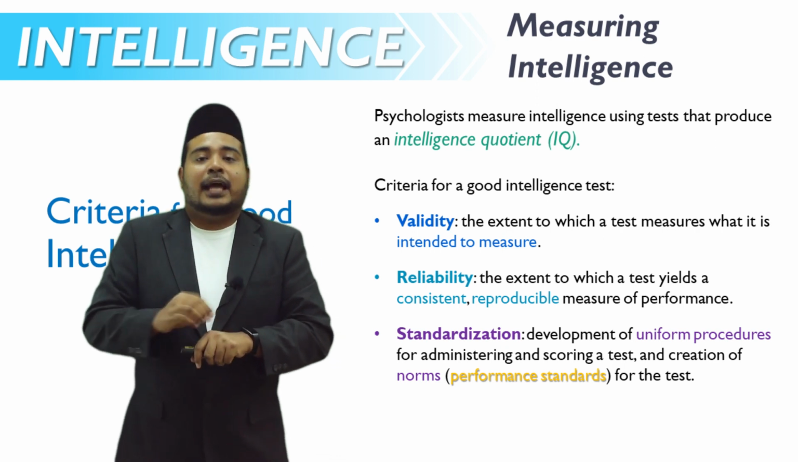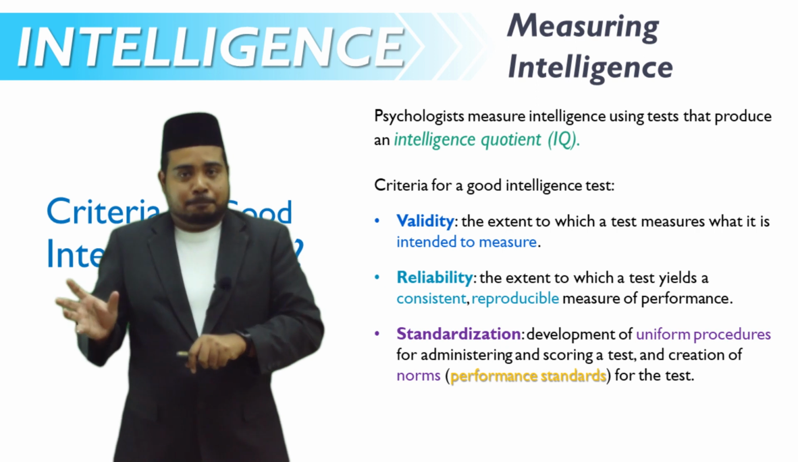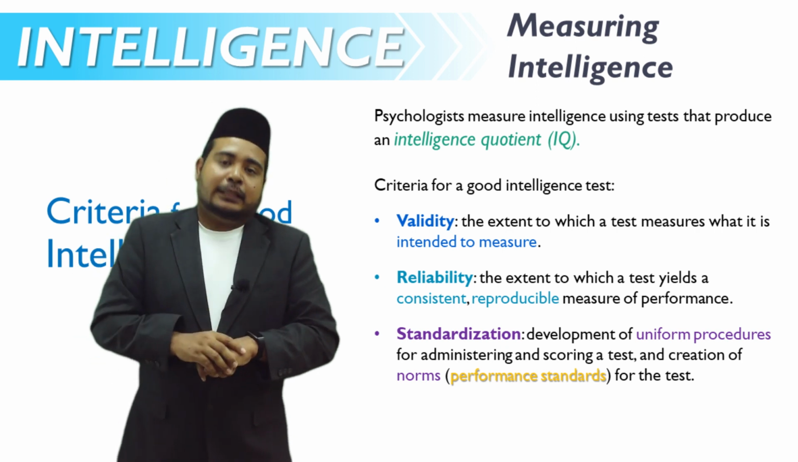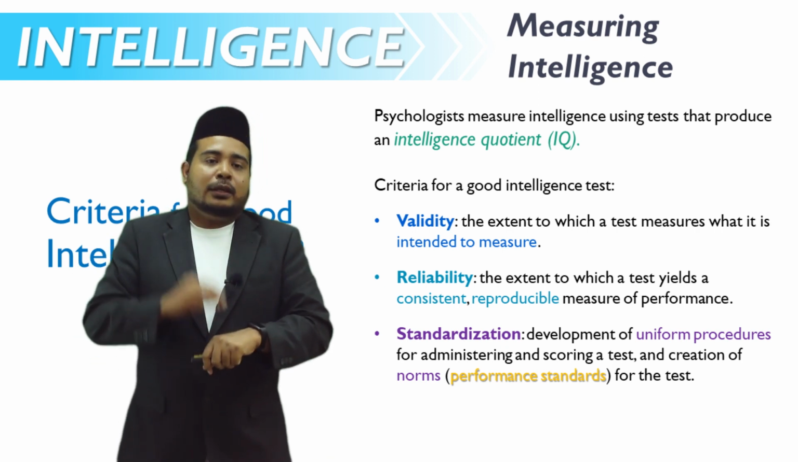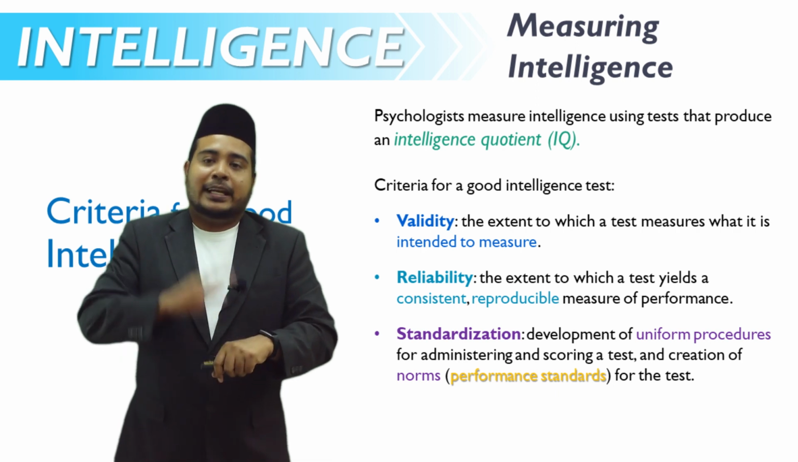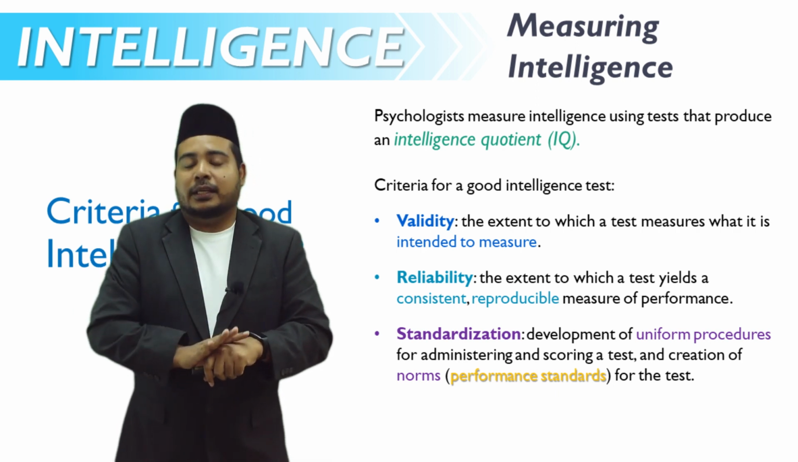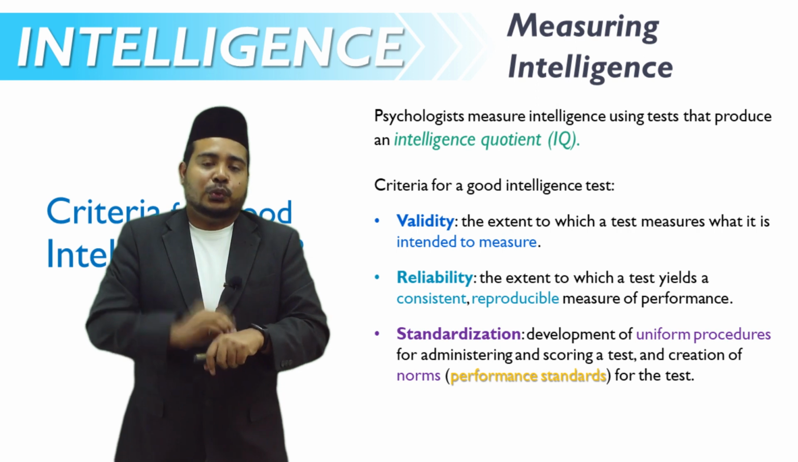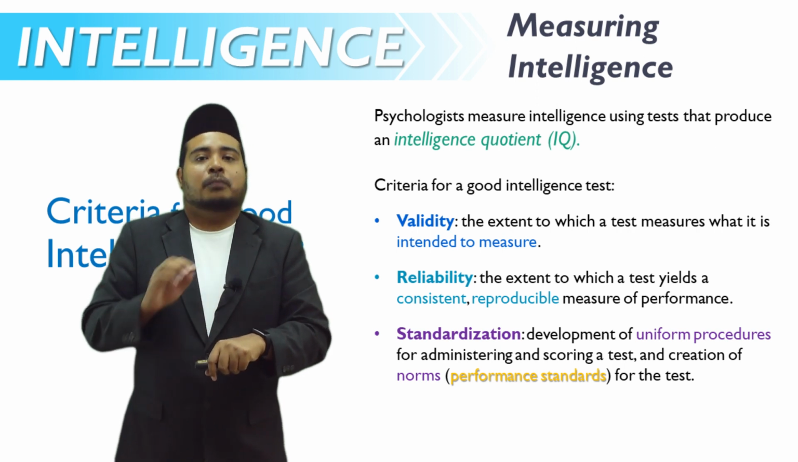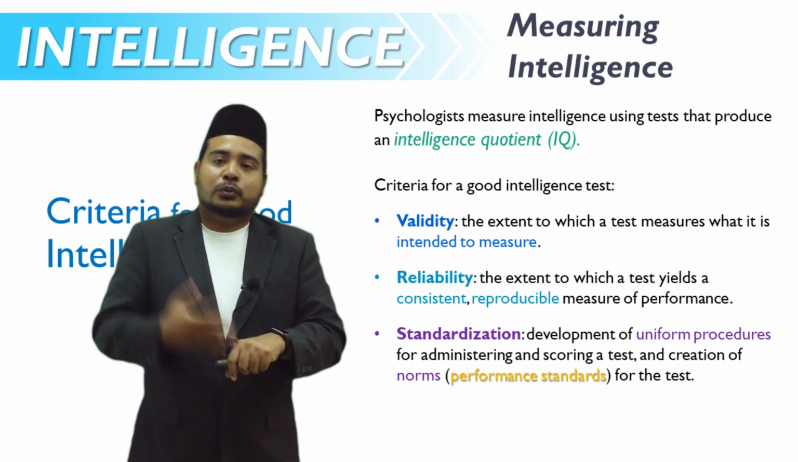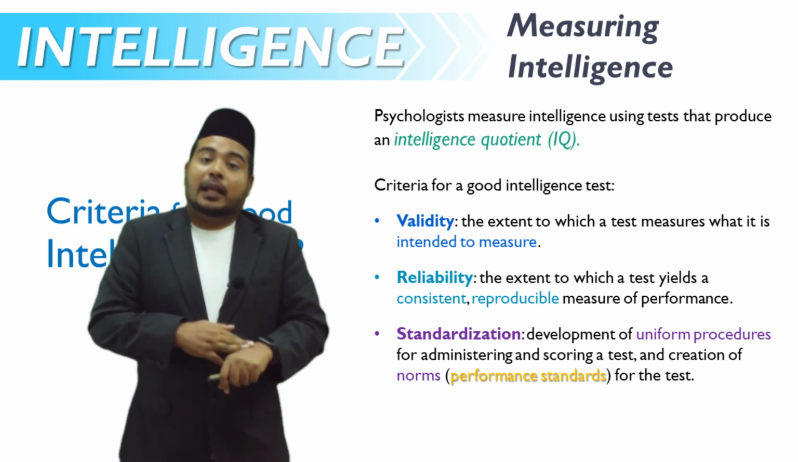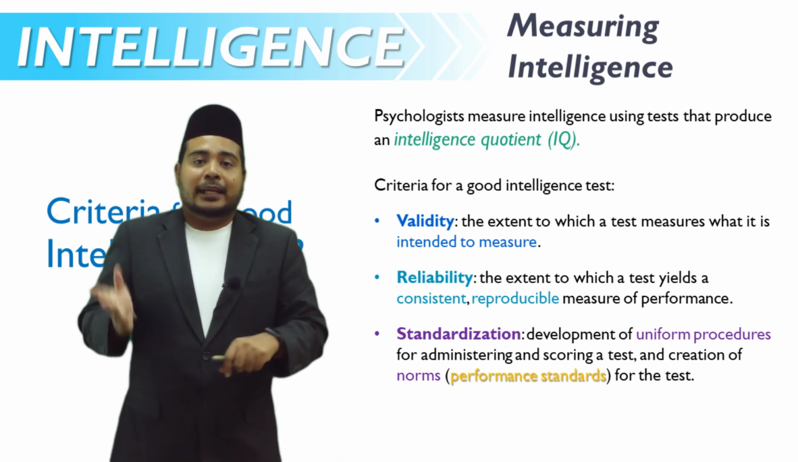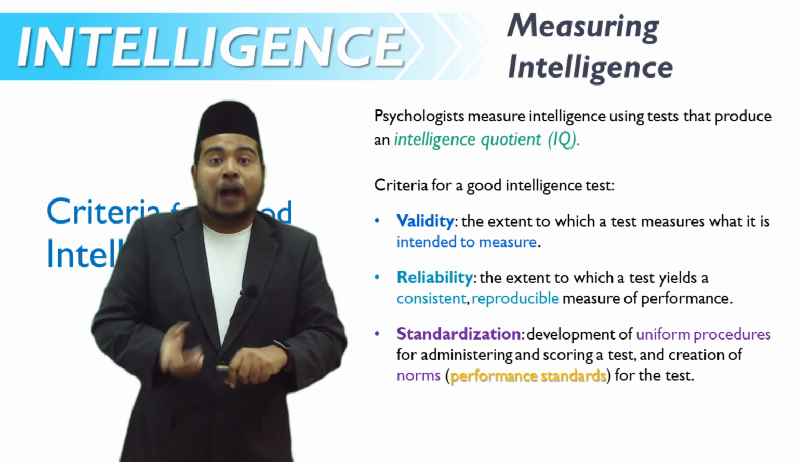The watch here is an analogy of the intelligence test. Reliability means that if we look at our watch at the same time every day, the watch must show 10 a.m. in the morning. So say, for example, today and tomorrow it shows 10 a.m. in the morning, but the day after that, it shows 10:05.